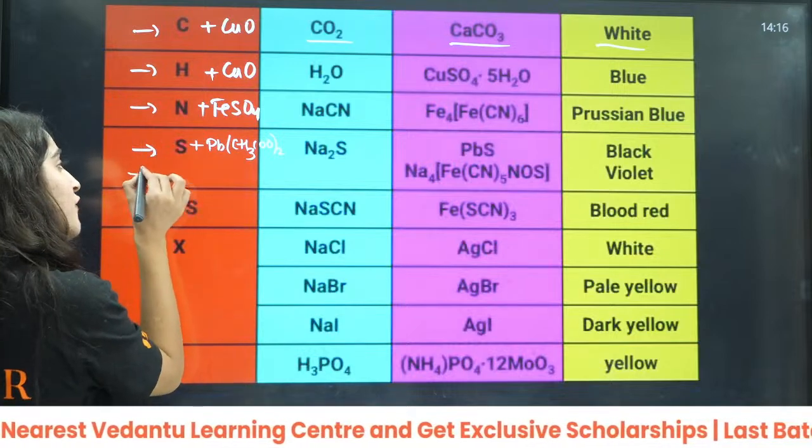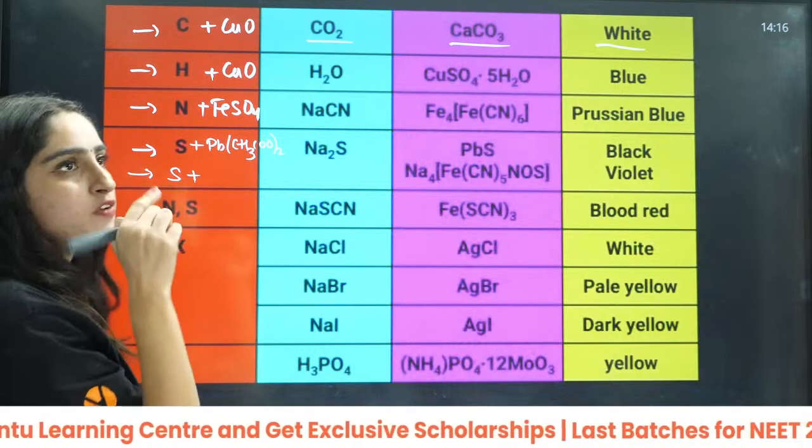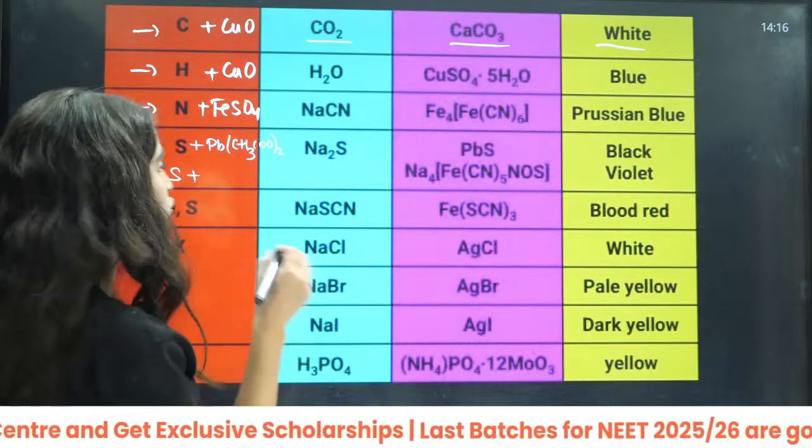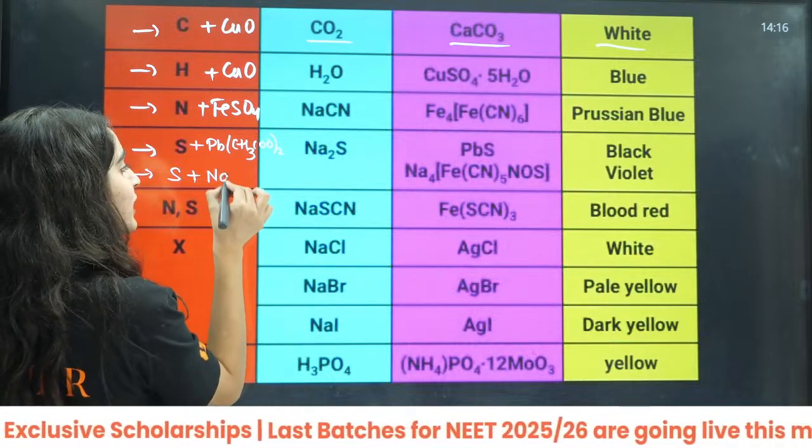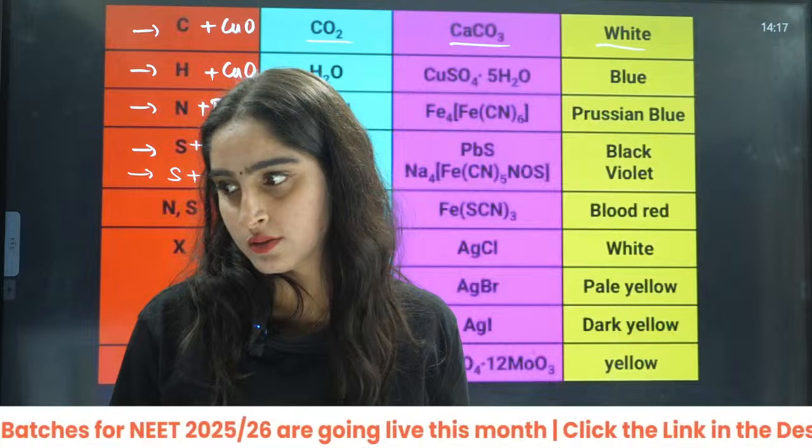Acha, the other method is sulfur with which thing? Sodium nitroprusside. And what was sodium nitroprusside? Na2. Shabash beta.